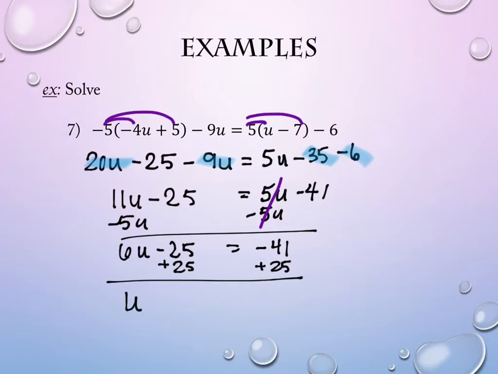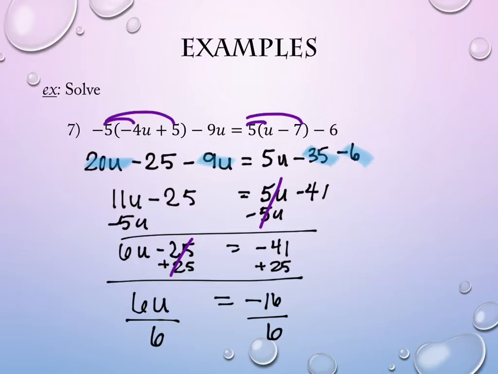So 6u on the left, because these added to 0. What is negative 41 and positive 25? Negative 16. It is negative 16. And then what? Divide by 6.